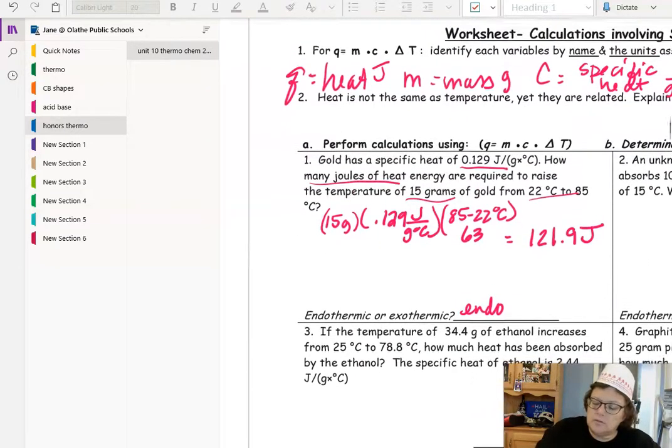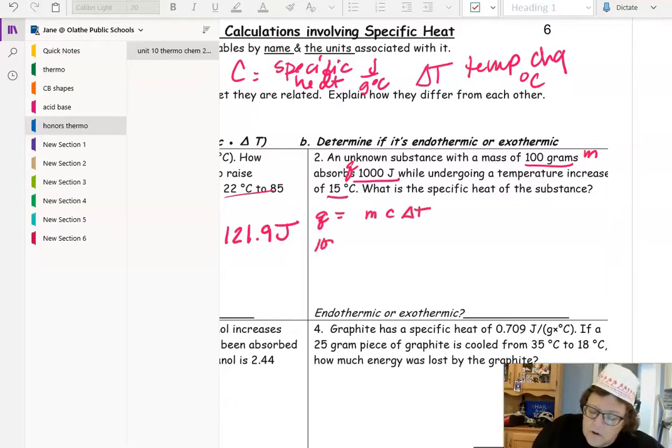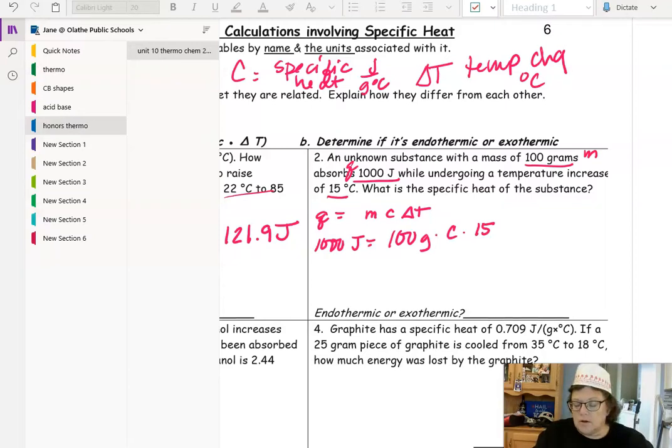All right, number 2. An unknown substance that has a mass of 100 grams absorbs 1,000 joules. So this is our Q, this is our mass, and we have a temperature change of 15. We don't have to do subtraction this time. So Q is equal to MCΔT. We have 1,000 joules is equal to 100 grams times specific heat times our temperature change, which is 15.